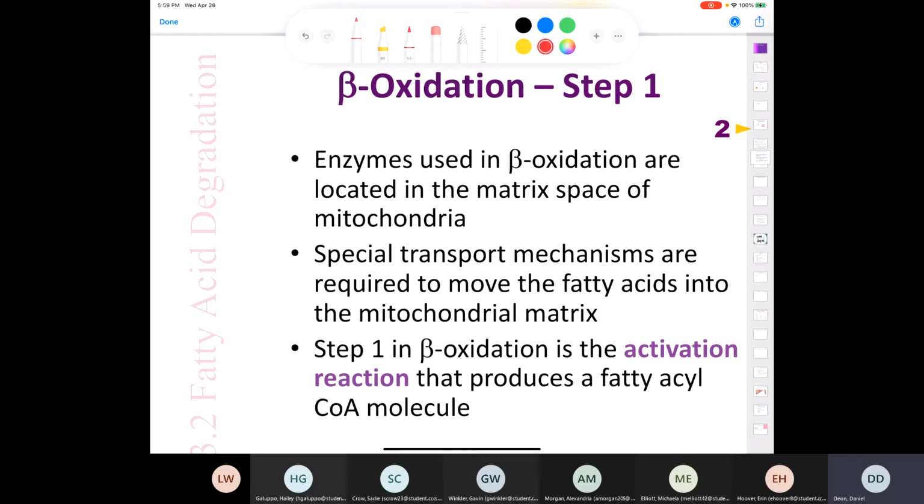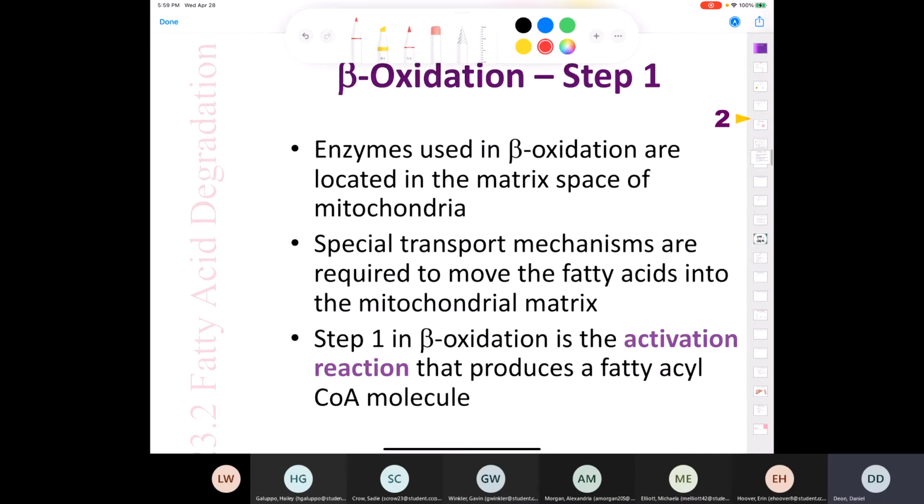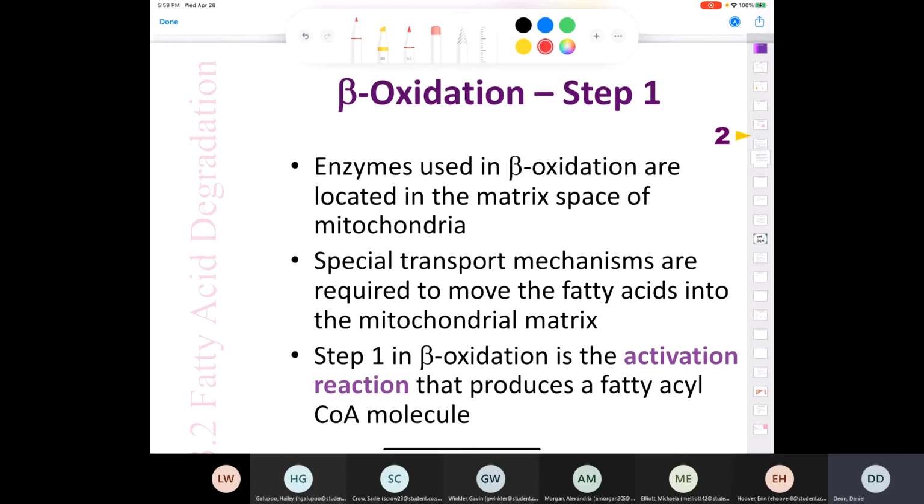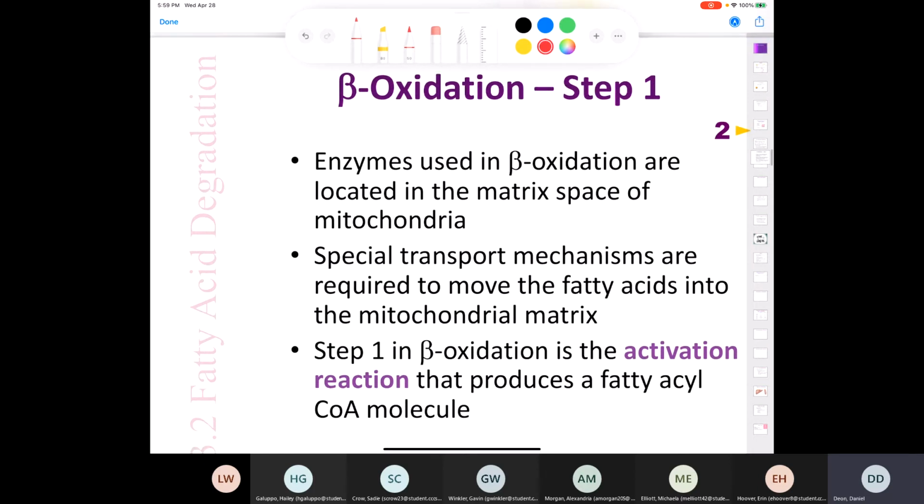In order to get the fatty acid molecule, or the acetyl coenzyme A molecule, which comes from the fatty acid molecule, into the matrix, we have to use a special transport mechanism to get it into the mitochondrial matrix. And we'll talk about that in a second, very quickly. But step one is just that activation reaction that produces a fatty acyl coenzyme A molecule.